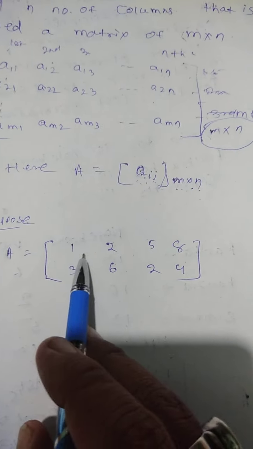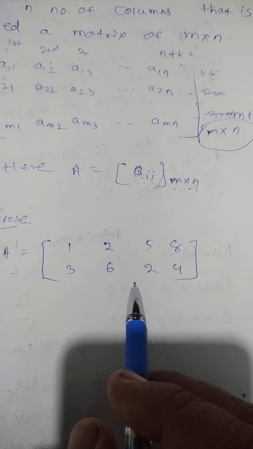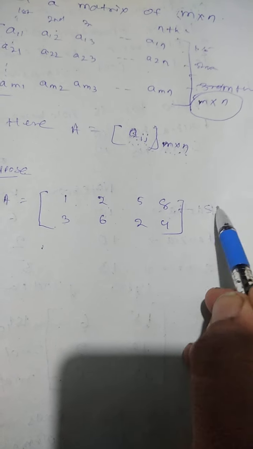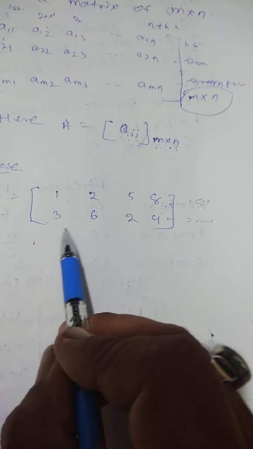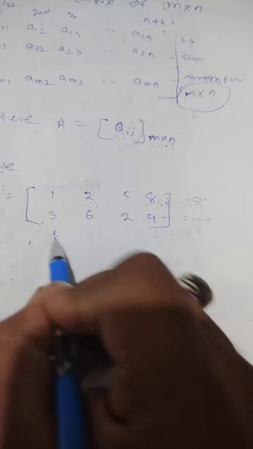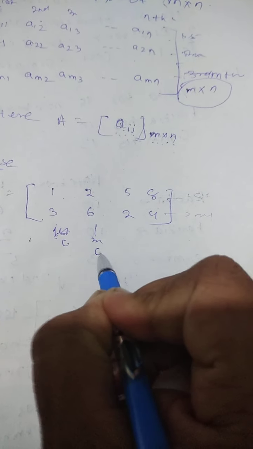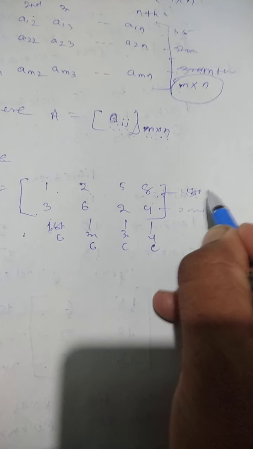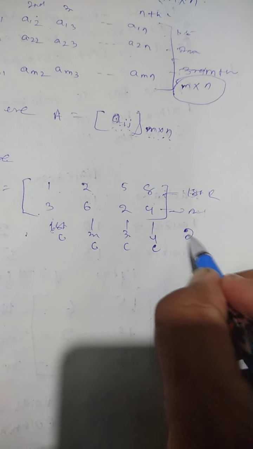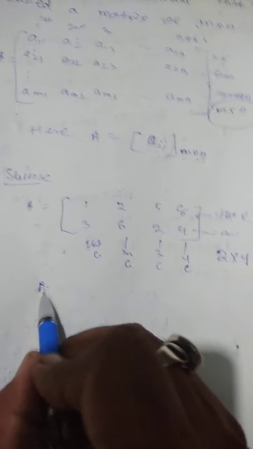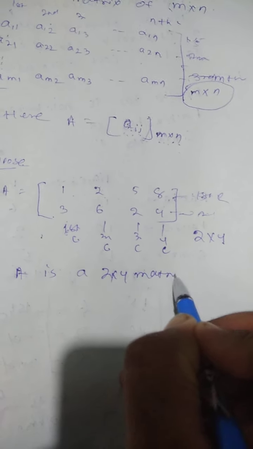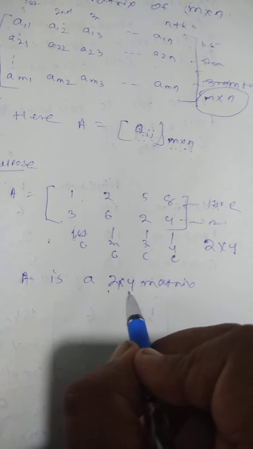Suppose a matrix is given by A equal to 1, 2, 5, 8 in the first row and 3, 6, 2, 4 in the second row. So in this matrix, there are two rows: this is the first row, this is the second row. And there are four columns: first column, second column, third column, fourth column. So this is a 2 cross 4 matrix. Here 2 rows and 4 columns are there.